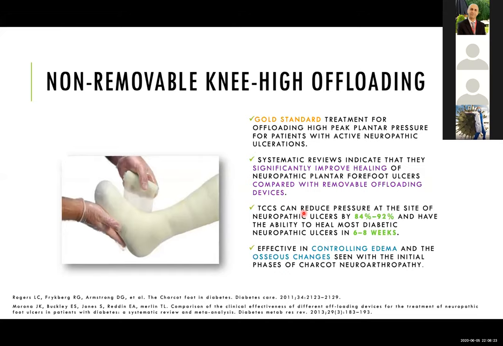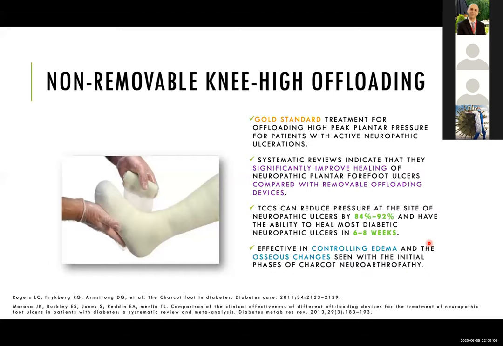Then the total contact cast, and as well the removable cast walker that is now made irremovable, are now the gold standard for the treatment of plantar pressures for patients with neuropathic ulcers. Systematic reviews tell us that they significantly improve the healing of the neuropathic plantar foot compared with removable devices. They reduce the pressures at the site by 84% to 92%, and have the ability to heal most diabetic neuropathic ulcers in 6-8 weeks.